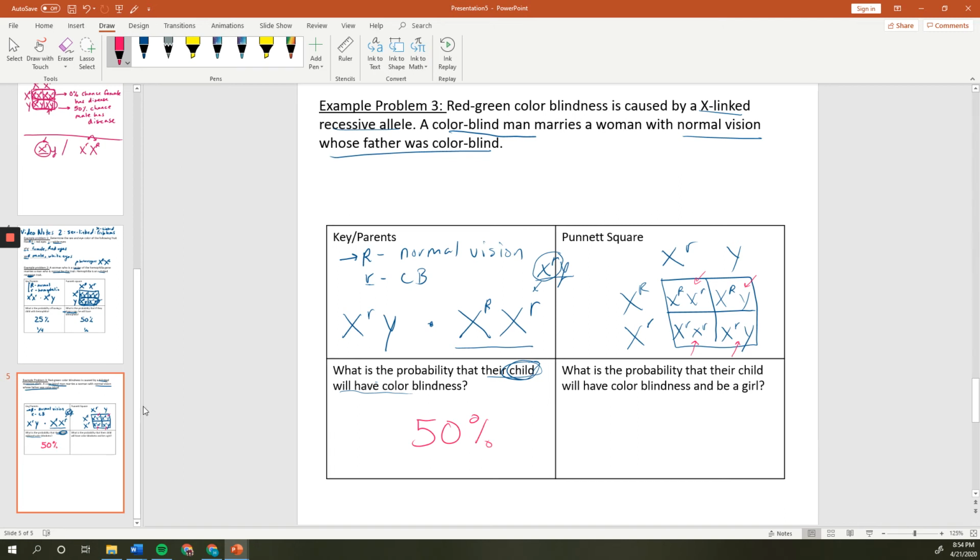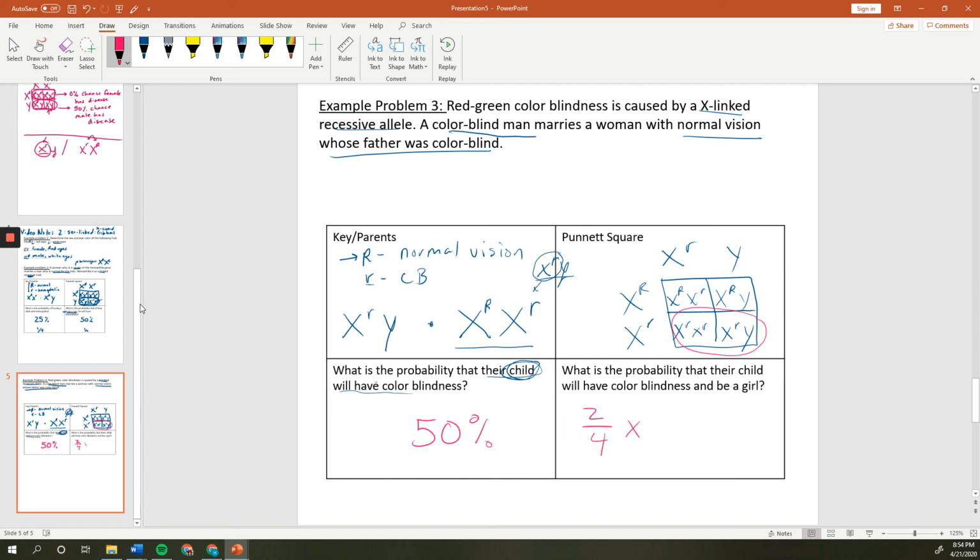Okay, now let's do the next one. Let me erase these. What is the probability that their child will have color blindness and be a girl? Okay, so now we want 2 things. So we are going to have to multiply 2 probabilities together. So what is the probability that their child has color blindness? Well, we just said 2 out of the 4, right? These 2 have color blindness. So we can say 2 out of 4 have it, or 1/2.